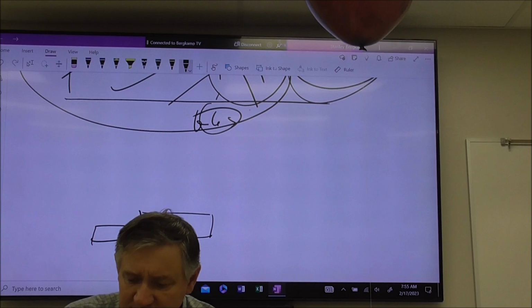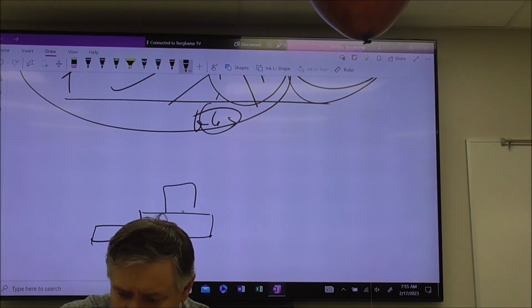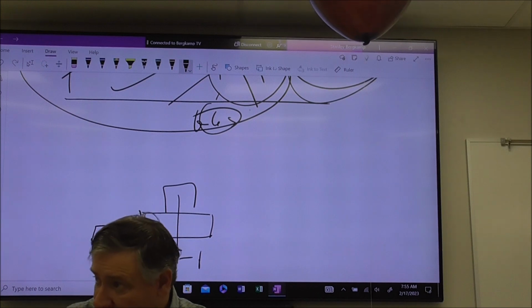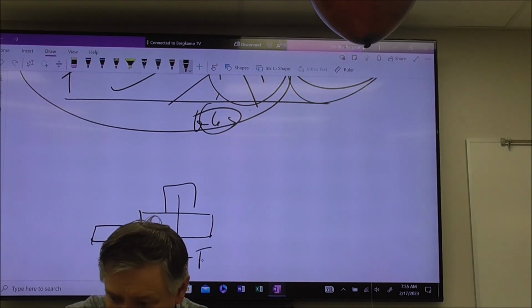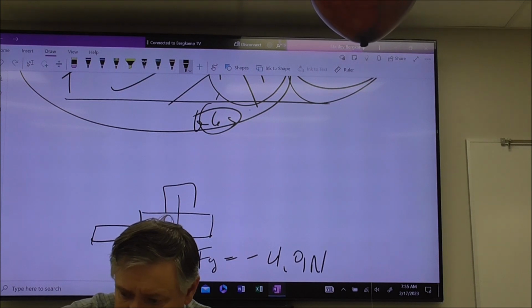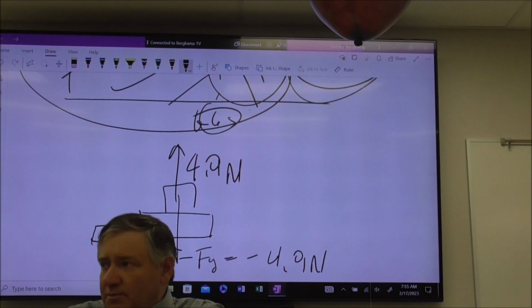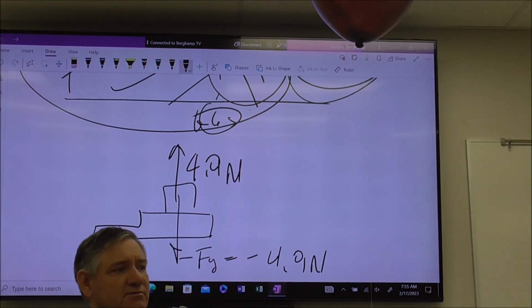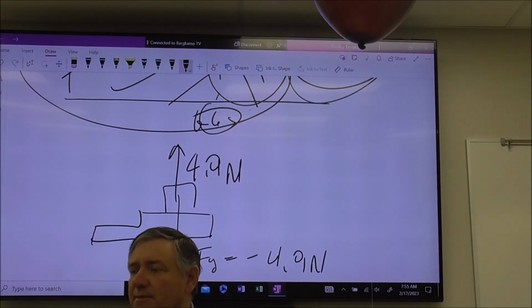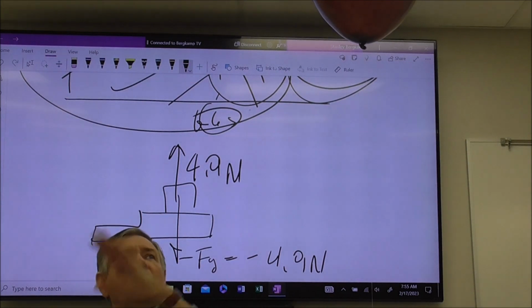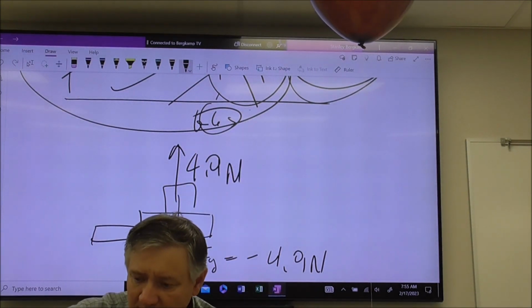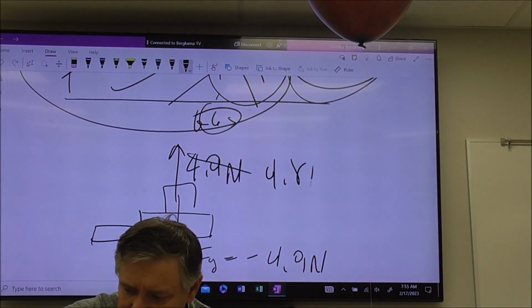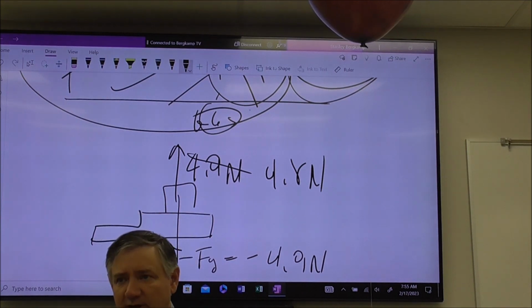So when it was just sitting there, you only had 2 forces. You had gravity, and if you define gravity as being down, then that's going to be a negative 4.9 newtons, and the scale was providing an upward force of 4.9 newtons, and everything would add up to equal 0. Now, I hook up the balloon. This drops to 4.8 newtons.